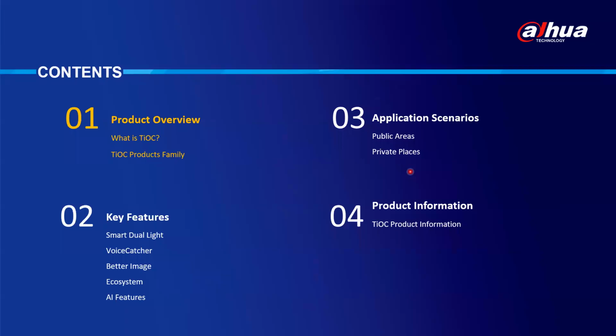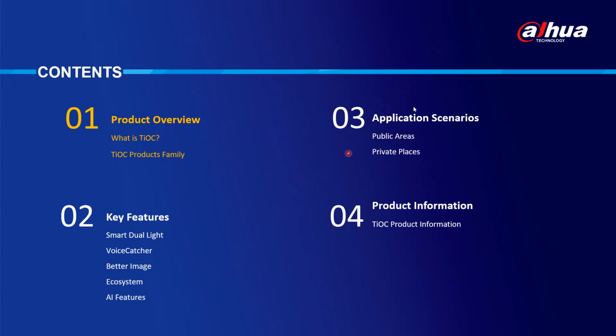For today's training, first of all, the training is divided into 4 parts. The first part is an introduction and overview of the product, getting to understand what TiOC is, and taking a look at some TiOC family products. The second part describes some of the key highlighted features for the TiOC, listed here. We have the smart door lighting, the voice catcher, better images, ecosystem, and the other artificial intelligence features included in this TiOC product.